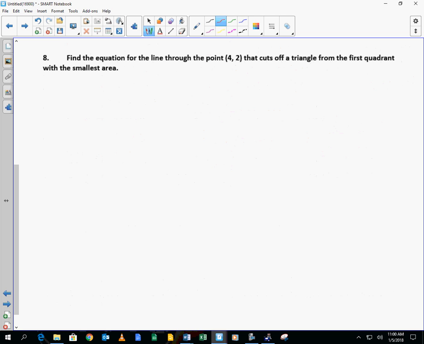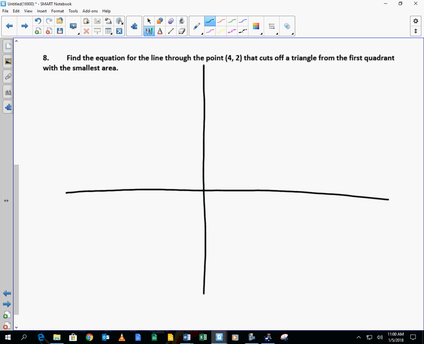How about number 8? This one will give you a run for your money. Tried to set you up with some kind of things to help you out a little bit last year with this type of problem. We'll see if we can make any progress with it. It says find the equation for a line through the point 4, 2 that cuts off a triangle from the first quadrant with the smallest area. So that sounds confusing. So just to kind of make it somewhat understandable for us, we'll draw a picture.